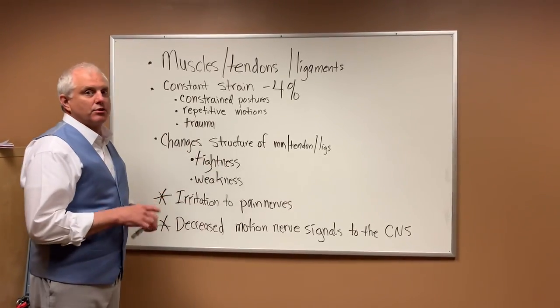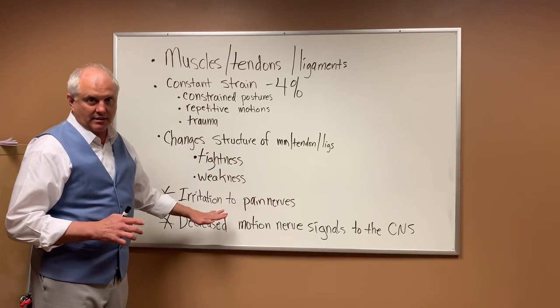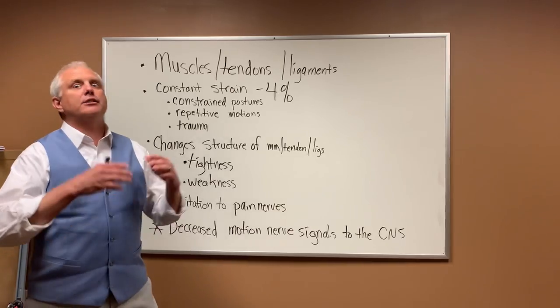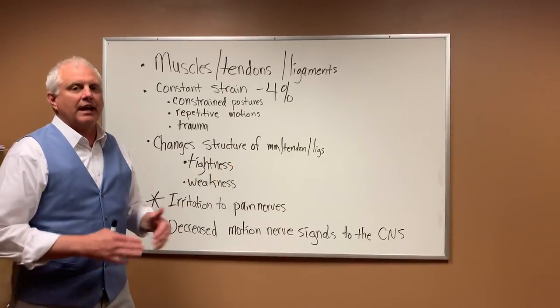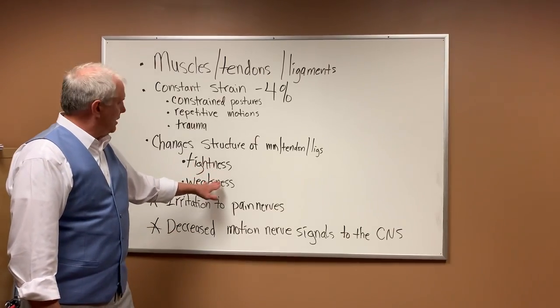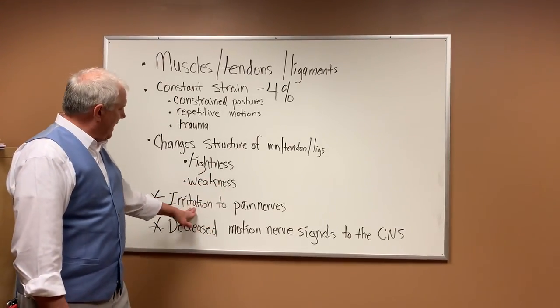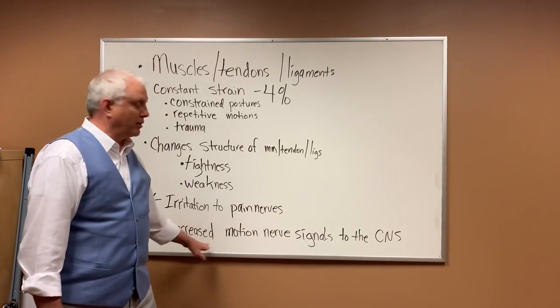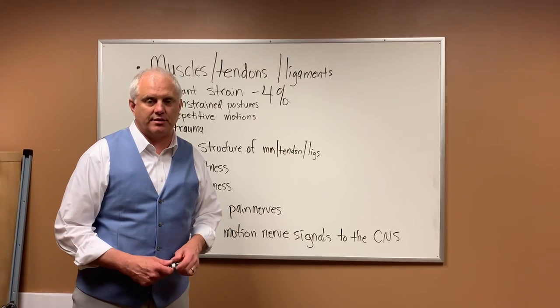So there's ways to try to prevent a lot of this. You're never going to prevent it all. You can't do it. But let's say reduce a lot of this strain, and do additional things to keep more flexibility, to keep more strength, so we have less irritation to pain nerves in the periphery, and we have increased motion nerve signals to the central nervous system.